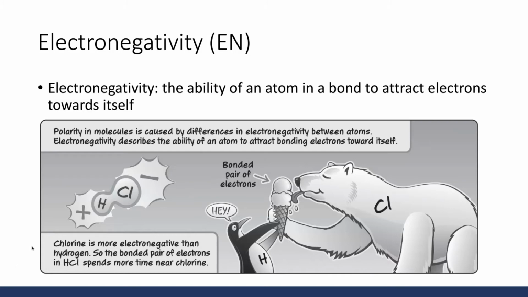So, since chlorine is more electronegative than hydrogen, the polar bear is getting more of the ice cream, right? It's pulling more of the electrons over towards its end. So because of that, chlorine feels a little bit more negative and hydrogen feels a little bit more positive. So this difference in electronegativity between the two elements causes the bond between them to be polar.